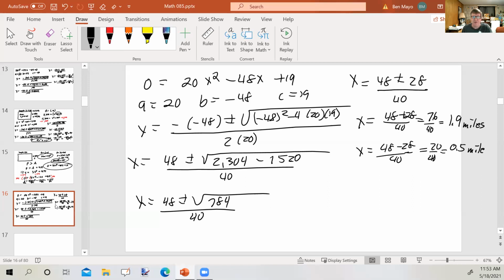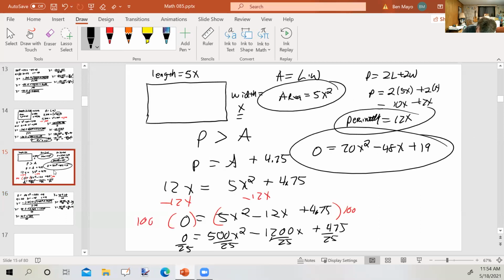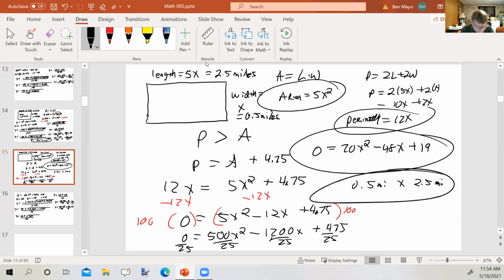Now, both these answers are positive, but the last sentence in the problem said, find the dimensions of Central Park if we know that its width is less than 1 mile. Since X is its width, it would be 0.5 miles, not 1.9 miles. So this is going to be 0.5 miles, and this is going to be 2.5 miles. So let's see, how did it say that? Find the dimension. So it's going to be 0.5 miles times 2.5 miles. All righty.